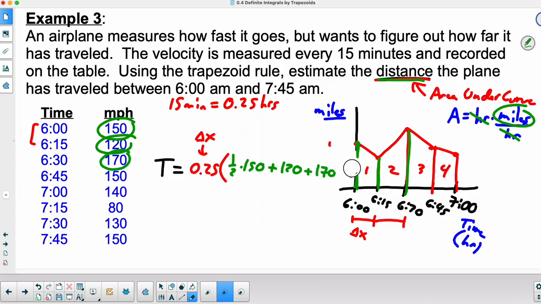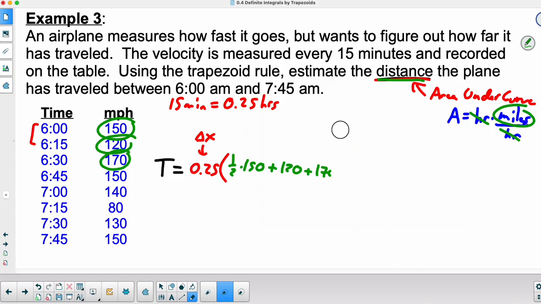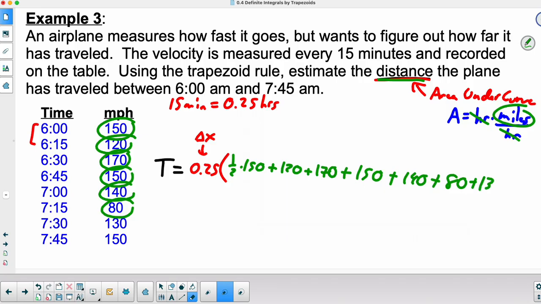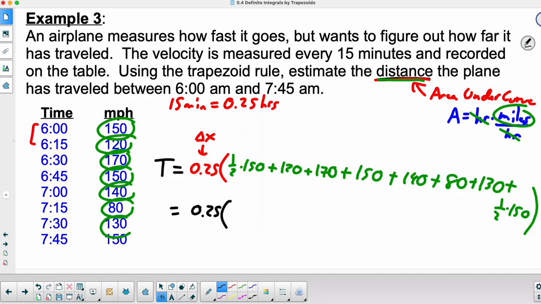And I'm just going to continue on. I'm going to erase this for us. So plus 170, plus the next one, which is 150, plus the next one, which is 140. And I'm going to keep going, 80, 130. And then the last one is 150. I have to take half of the last one. So again, using that rule, half of the first, half of the last, and add these up. And if I do this correctly, I should get 0.25, because that's my change of x, 15 minutes, or a quarter of an hour.